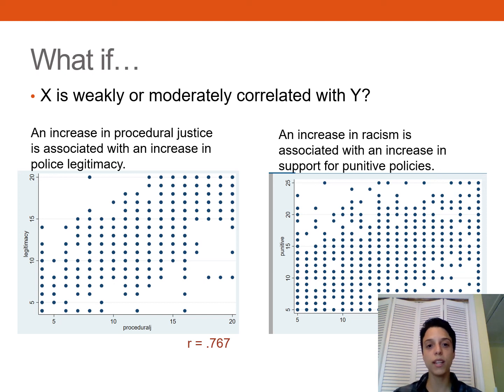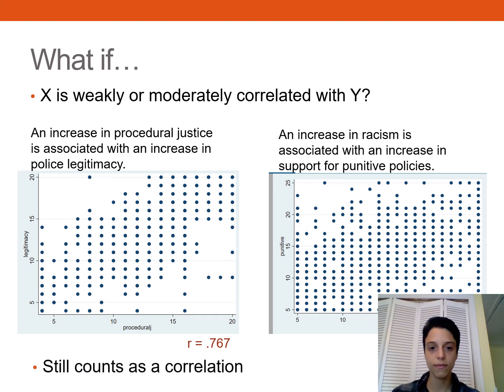So in establishing correlation as part of a criteria for causation, it doesn't have to be a perfect relationship. We're just saying that as one variable changes or takes on different values, the other variable tends to do so as well. But it doesn't have to be a perfect one-to-one relationship. So it still counts.